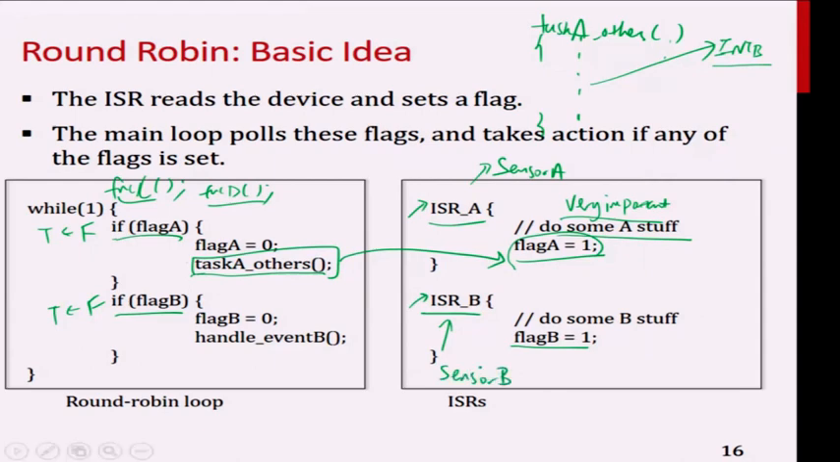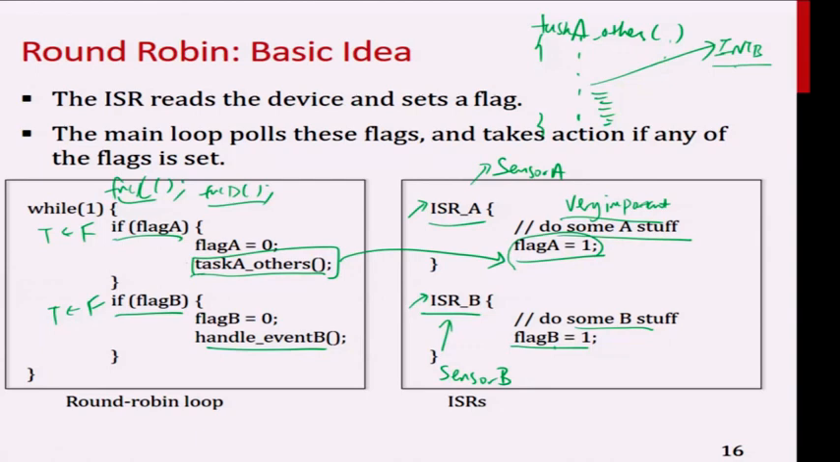So sensor A gets triggered first. I jump to the interrupt service routine, I do some important stuff, and then I set the flag. After I set the flag, I call task A others. And while I'm doing task A others, I get triggered by sensor B. So when sensor B triggers, what will it do? It will also capture the important stuff and set flag B. Correct? But it will not process the additional stuff for flag B until I finish the rest of my task A others. It will still not process the rest, so I still need to wait.